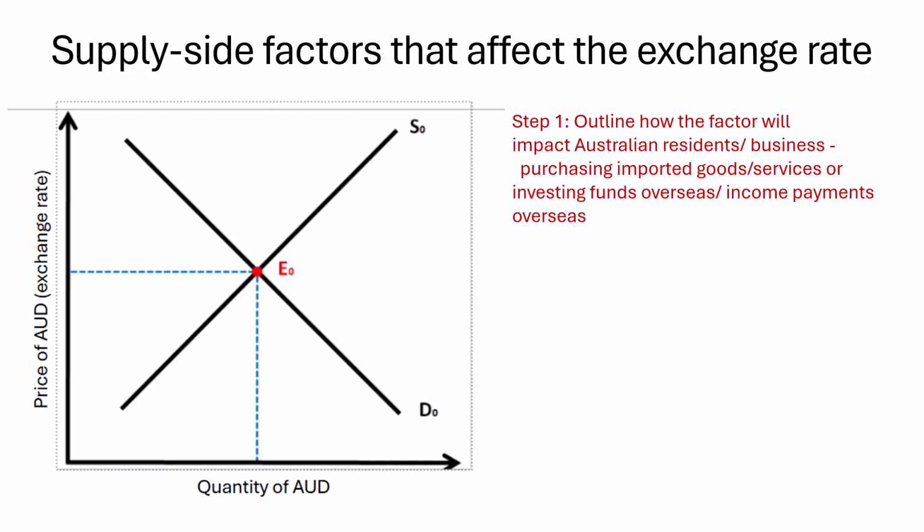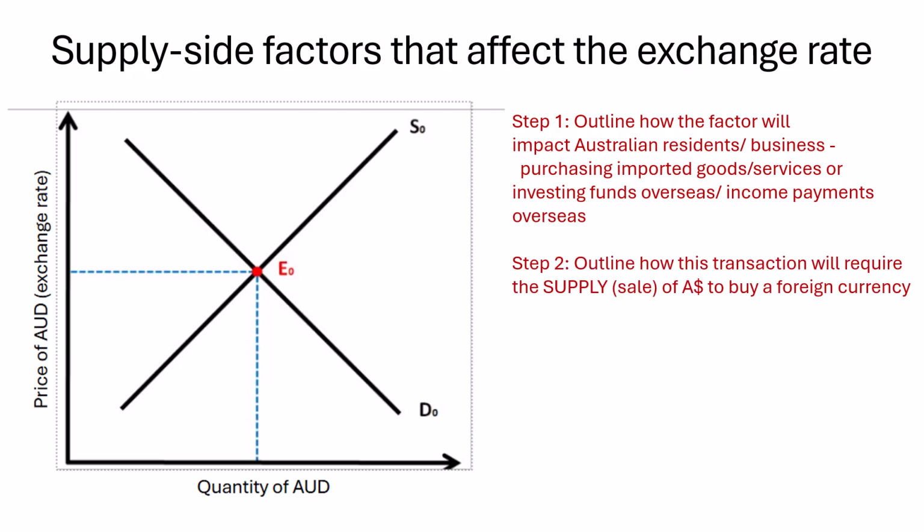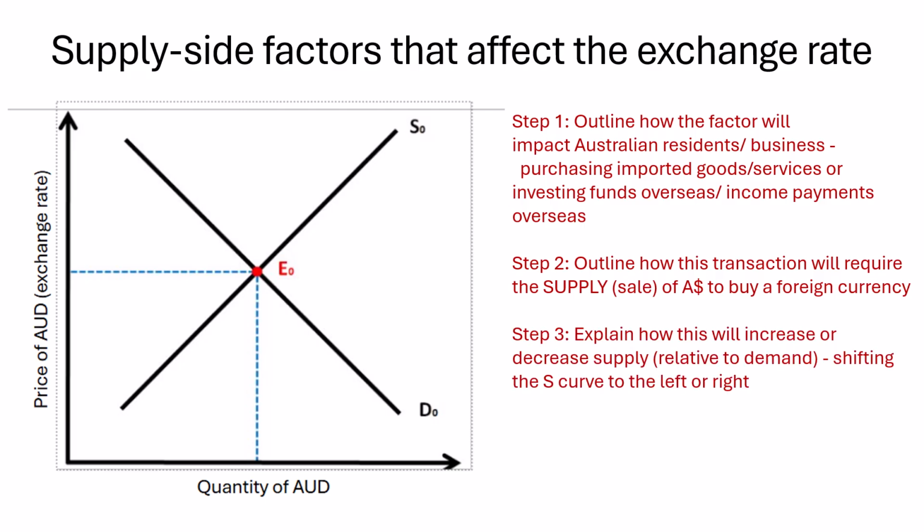When responding to a question requiring you to outline how a supply-side factor will impact the exchange rate, there's a four-step process. The first thing you need to do is place emphasis on the fact that there are Aussie resident businesses which are purchasing imported goods and services or investing funds overseas. Then we go on to outline how this will require a supply of Aussie dollars to make that foreign exchange.